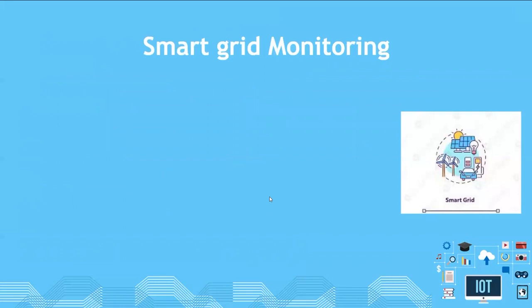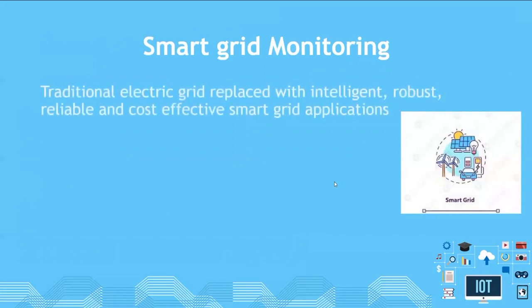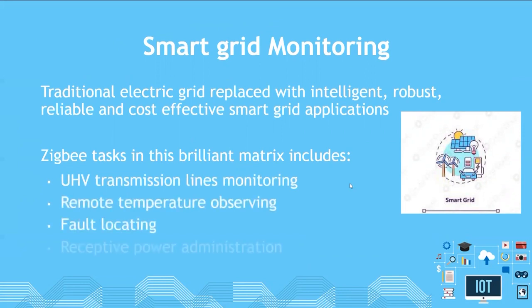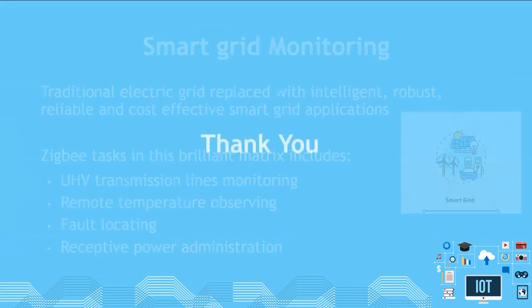The next is smart grid monitoring. Traditional electric grid replaced with intelligent, robust, reliable, and cost-effective smart grid applications. ZigBee tasks in this matrix include UHV transmission lines monitoring, remote temperature observing, fault locating, and also reactive power administration.